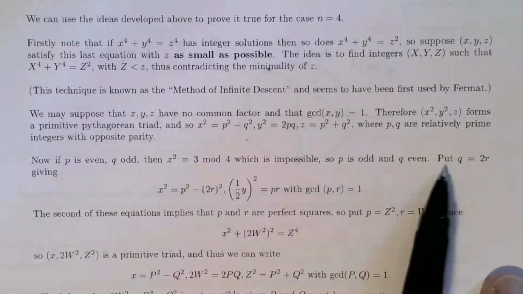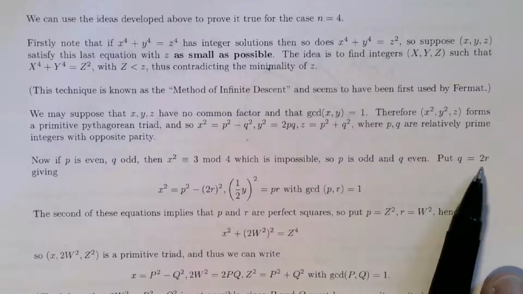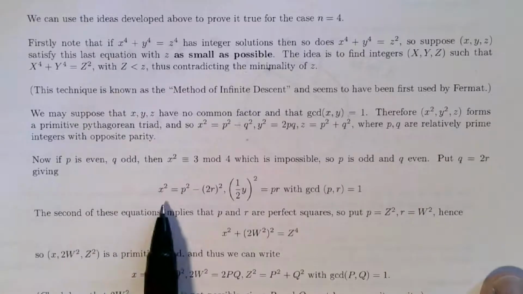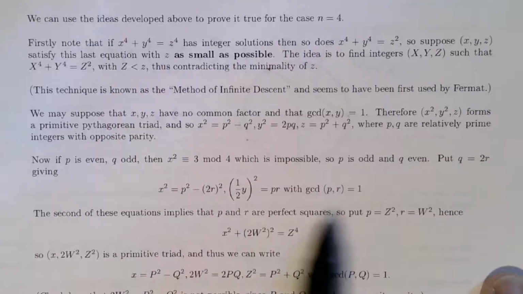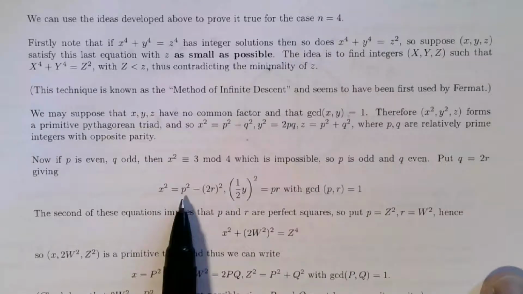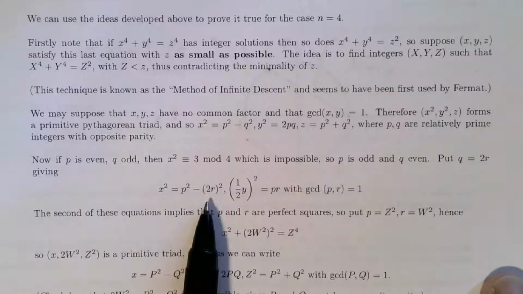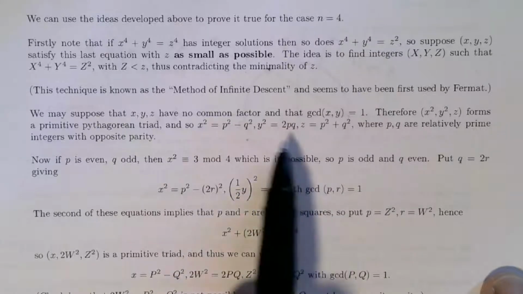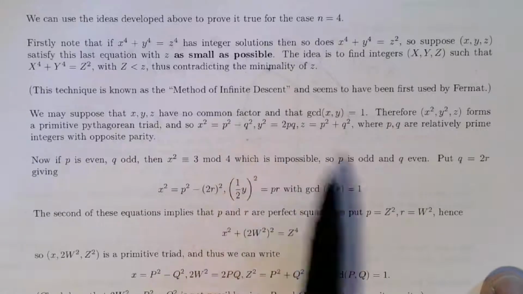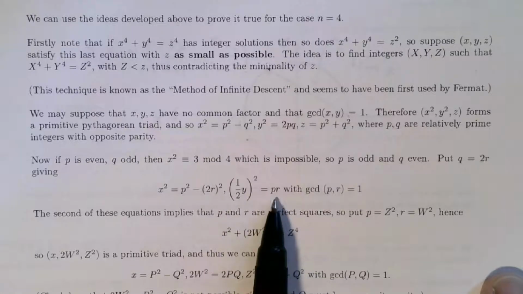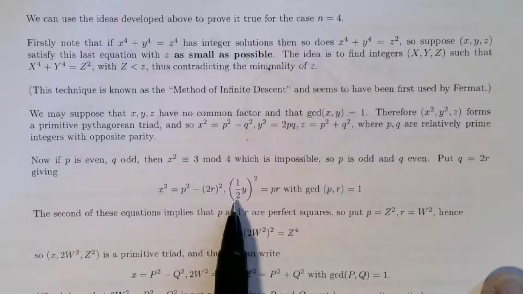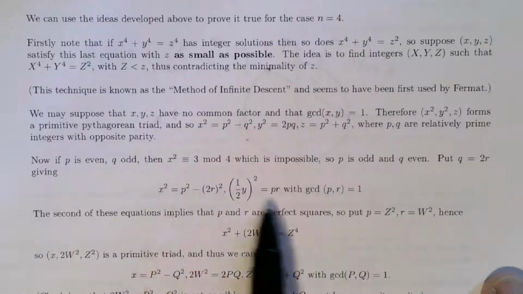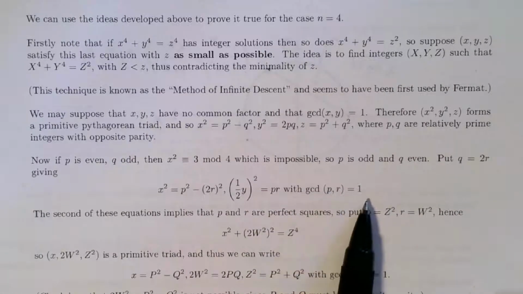So if q is even, I'm going to call it 2r. And now I just plonk that into the defining equation. So x squared now is p squared minus 2r squared. And I can take that 2 from here and write this as 1/2 of y squared is pr. So I get a 4 there, I can pull it underneath as 2 squared. Maybe to check the algebra here, the GCD of p and r is 1.